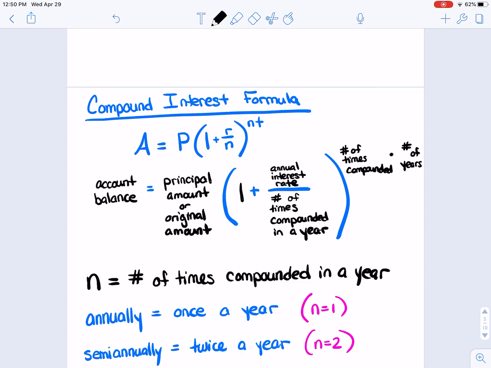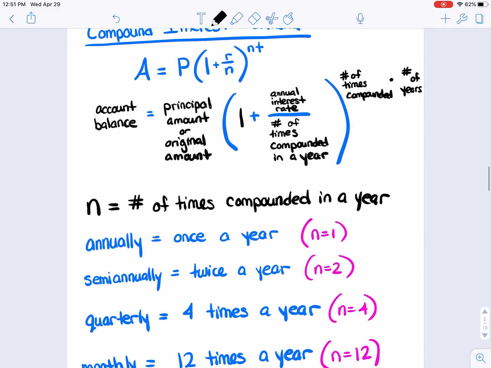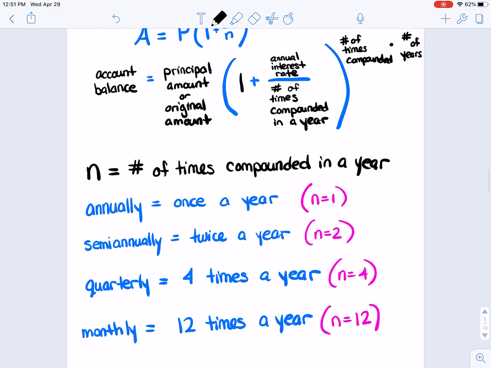Now, R is the annual interest rate. Again, you're going to take the percentage that you're given and transform it into a decimal. And you're going to divide that by the number of times the interest is compounded in a year. So right below here, I gave you a little list of the four most popular, most used ways that something is compounded. If something is compounded annually, that means that you're going to divide by 1. And that means it only happens once a year.